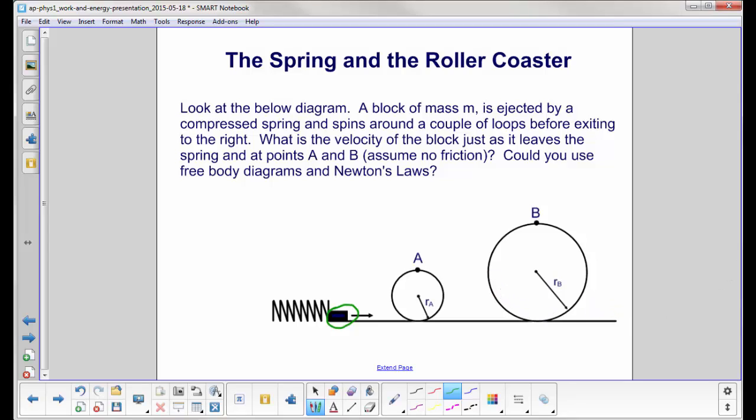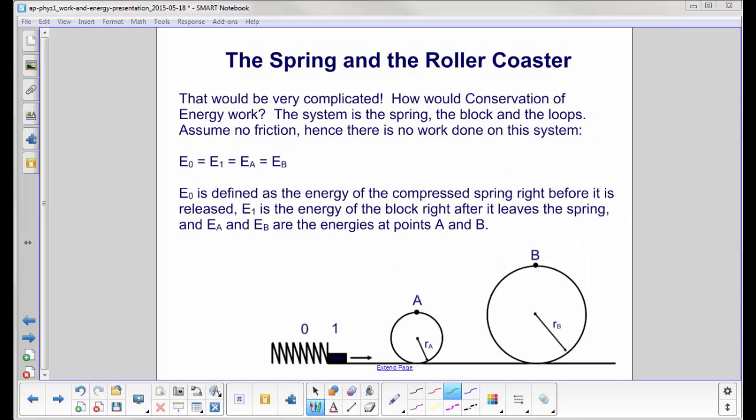We're going to assume no friction here, and we want to find the velocity of the mass at point A and point B. Could you use free body diagrams and Newton's laws to solve for this? That would be very complicated because as the mass goes around these loops here, its acceleration continually changes. And once you have a changing acceleration, you cannot use the kinematics equations. So that would be very hard.